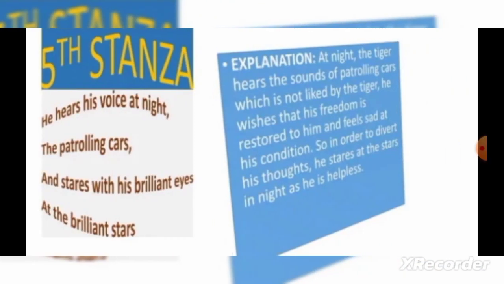Okay, in this stanza, the rhyme scheme is common, ABCB, and enjambment has been used here. Then we can also find alliteration in "he hears". Then assonance is used in "with his brilliant". Then repetition is also there as the word brilliant is used twice.